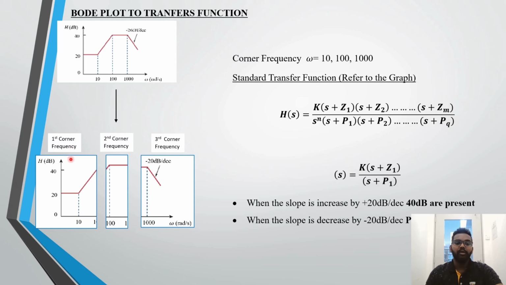I'm here to explain Bode plot to transfer function, which means from the Bode plot graph, I transfer to the transfer function. This graph can be separated into three different segments, which are the first corner frequency, second corner frequency, and third corner frequency. And this is the equation for that.